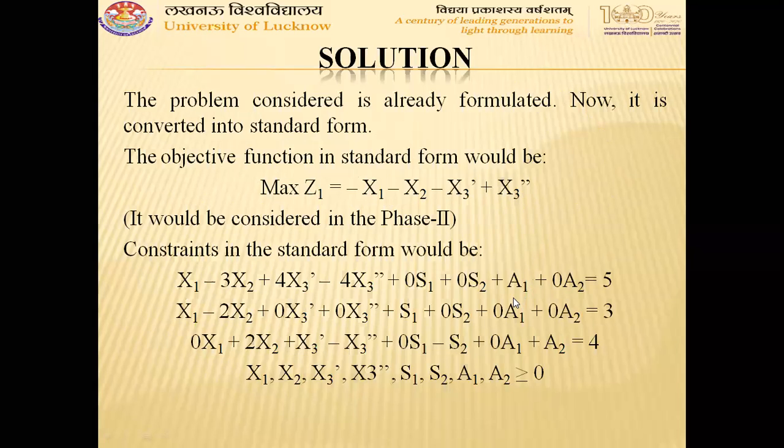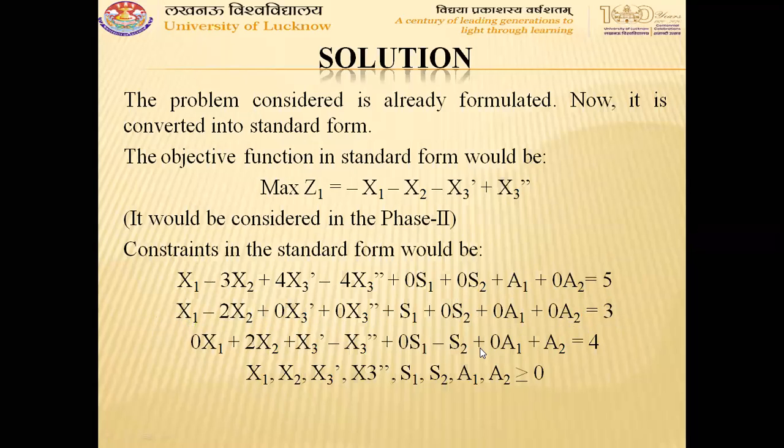The first constraint contains only an equal to sign, therefore only an artificial variable is used, no slack or surplus variable, and the constraint will become x1 minus 3x2 plus 4x3 dash minus 4x3 double dash plus a1 equals 5. The second constraint contains a less than or equal to sign, therefore a slack variable is introduced; surplus and artificial variables are not used in this constraint, and it would become x1 minus 2x2 plus s1 equals 3.